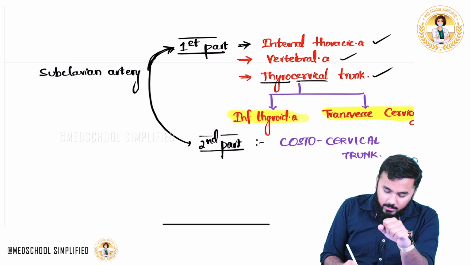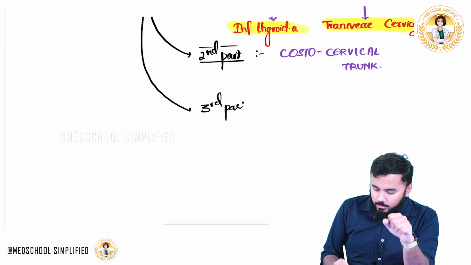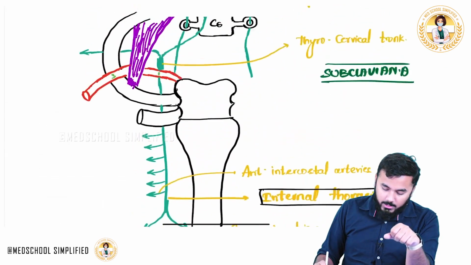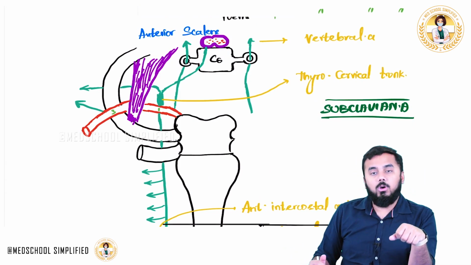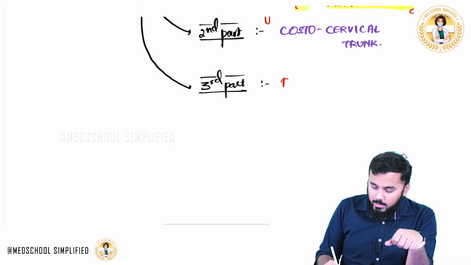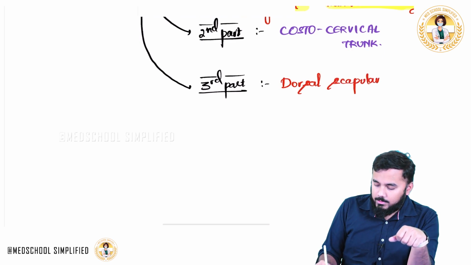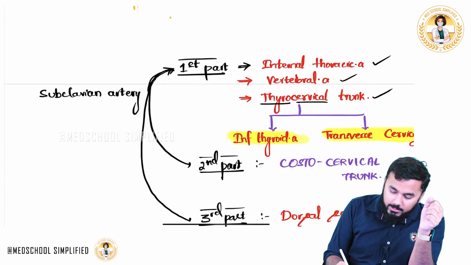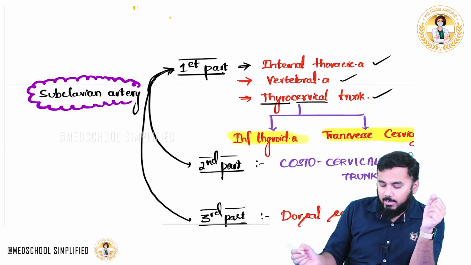Now coming to the third part. What are the branches of the third part? There is only one branch over here. This branch from the third part is called the dorsal scapular artery, right? So these are the branches which you have to remember for your exams. These are the branches of the subclavian artery.